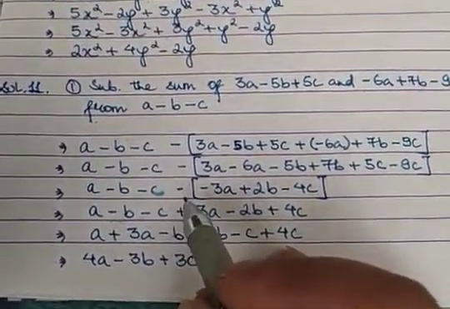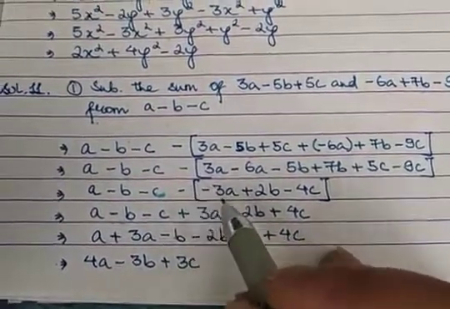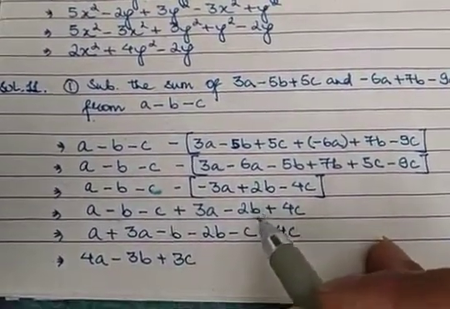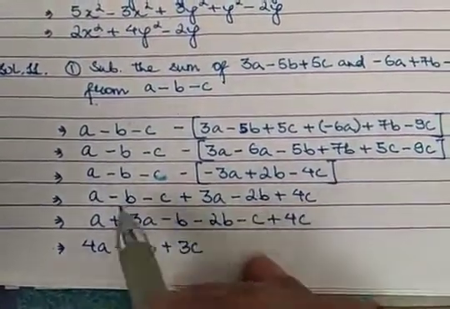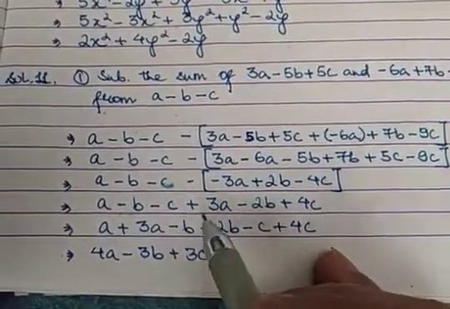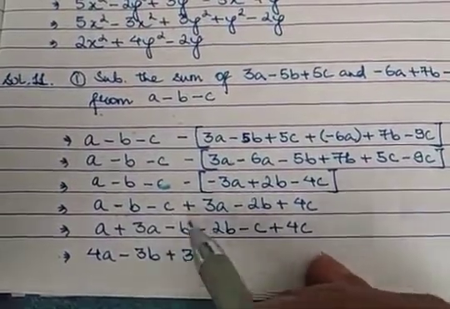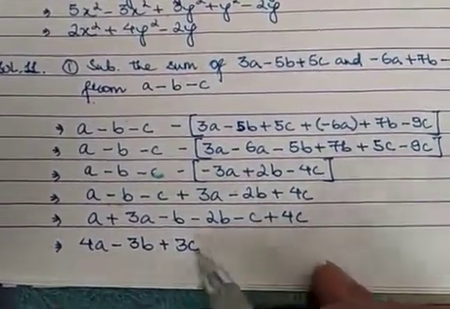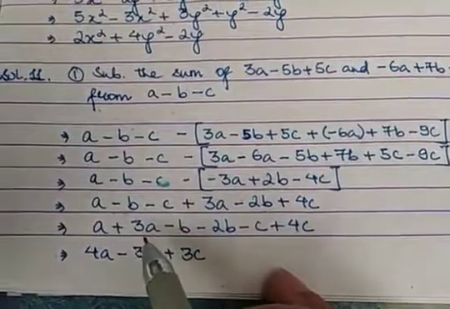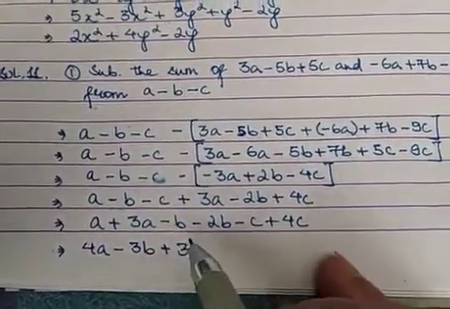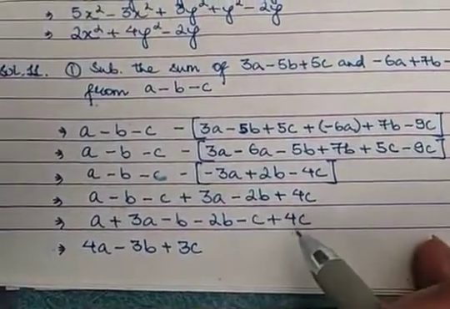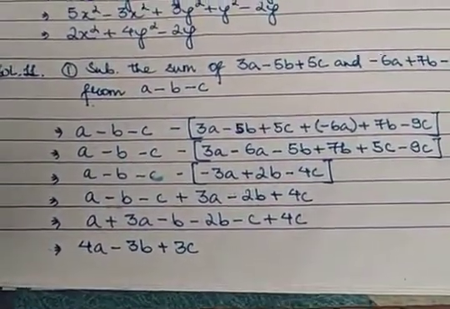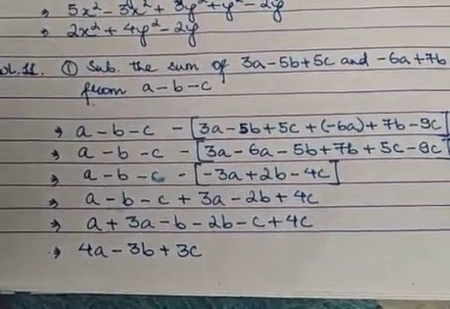Because it's about subtraction. So after subtraction, see, plus 3a minus 2b plus 4c, and after that again what I have done here, again I have arranged the terms. See, like terms, the terms with a and a come first, b and b second, c and c third. Okay, now a plus 3a, 4a finally, minus b minus 2b, minus 3b, plus c minus c plus 4c, it's plus 3c.